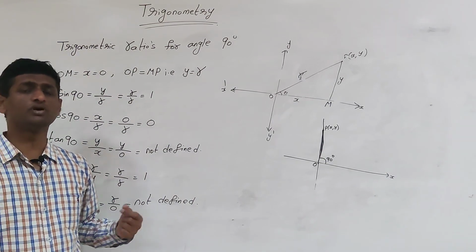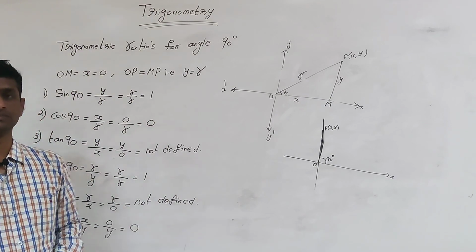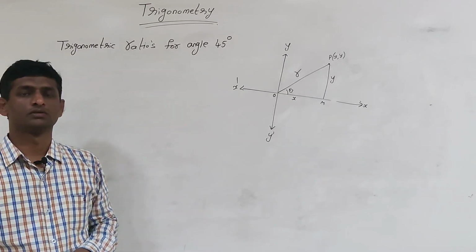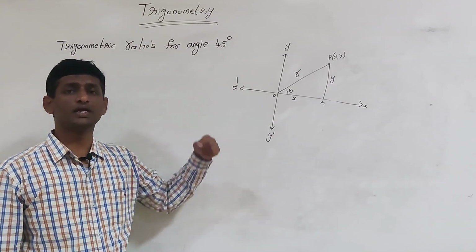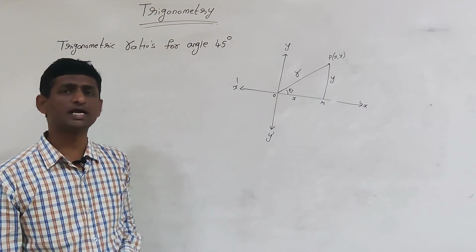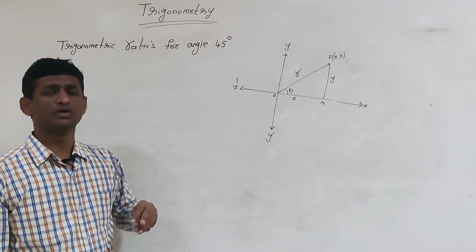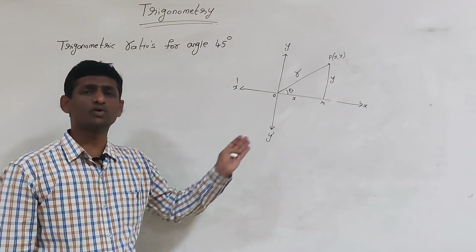Now we'll go for trigonometric ratios for a new angle, that is 45 degrees. So this is our general standard notation. Now we have to rotate an angle of 45 degrees in the anti-clockwise direction.